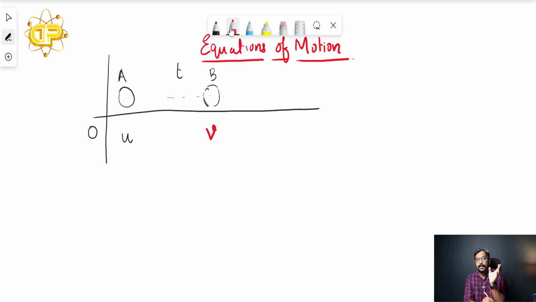So definitely the velocity has changed from u to v, so definitely it will have an acceleration a, and the time taken is t. Acceleration a, initial velocity u, final velocity v, and the object has changed its position from point A to B, and the displacement is given by s. These are the scenarios that you should keep in your mind before studying this topic. So summarizing, you can see on the screen.